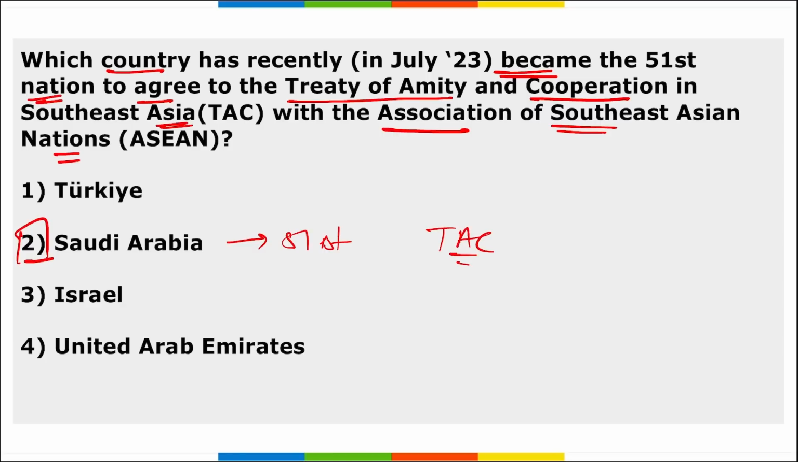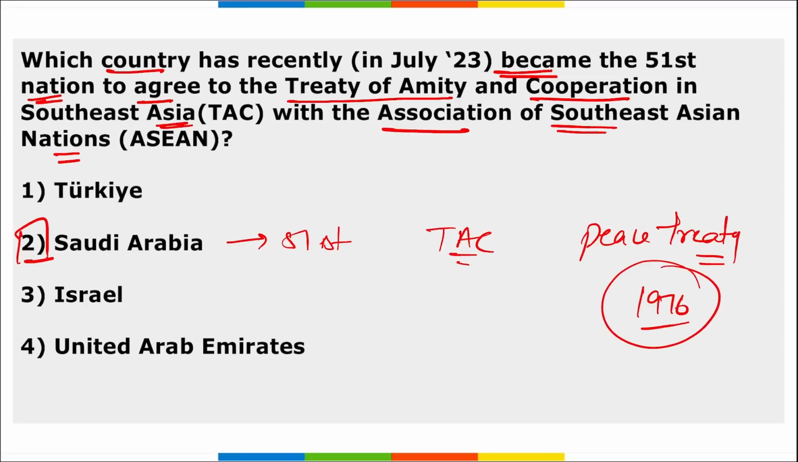This Treaty of Amity and Cooperation, remember, it is basically a peace treaty, right? It was signed by the Asian nations in 1976 in order to respect the interstate interactions and to respect the sovereignty, territorial integrity and national identity of different nations. And recently it is Saudi Arabia that has become the 51st member to sign this TAC treaty, that is Treaty of Amity and Cooperation. Correct?